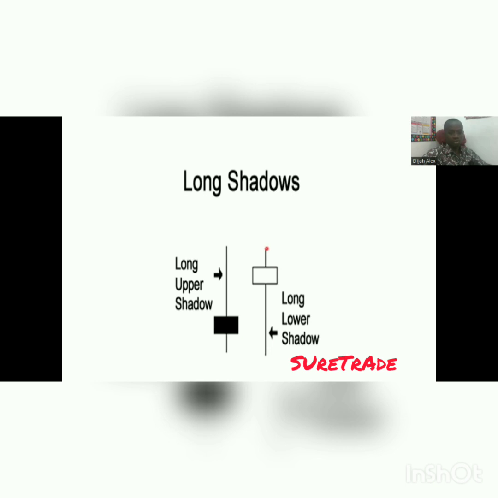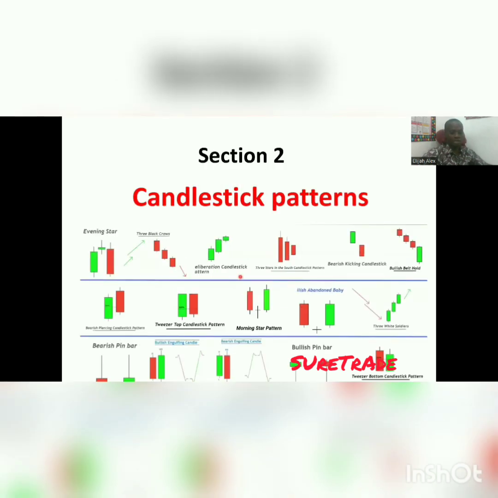Eventually, the sellers pushed the price a little bit down, and it closed here. That is why you're having these wicks here. Now let's quickly go to the candlestick patterns.